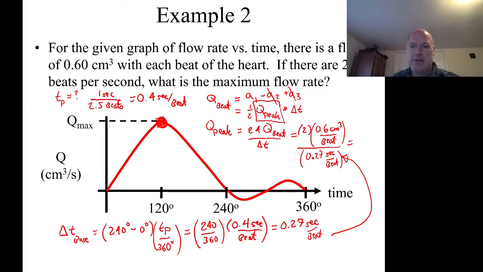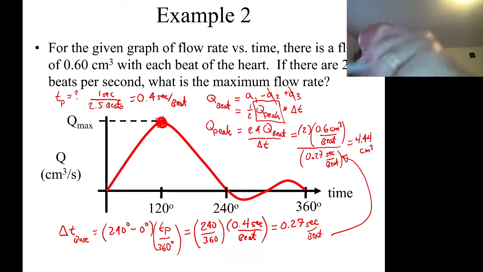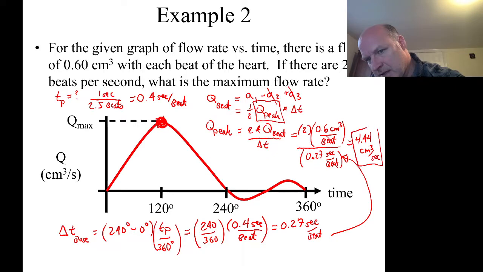So now we pull out our calculator and we say 2 times 0.6 equals, divided by 0.27 equals 4.44. 4.44. And what are the units? Centimeters cubed. The per beats cancel. Per second. Does that make sense? Is that in the units of a Q max on the graph? Yes. 4.44 centimeters cubed per second is the answer.